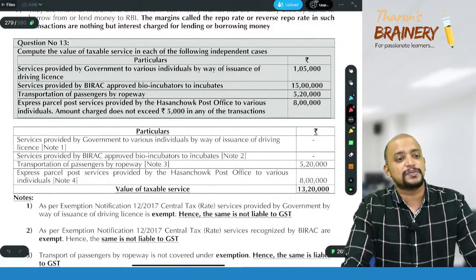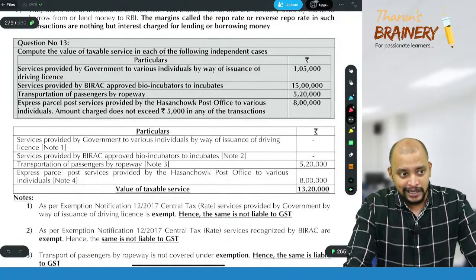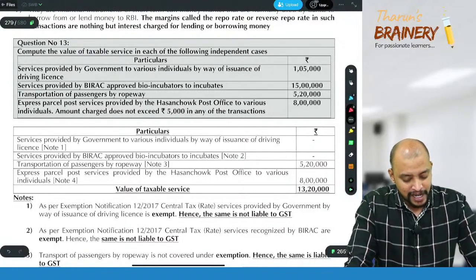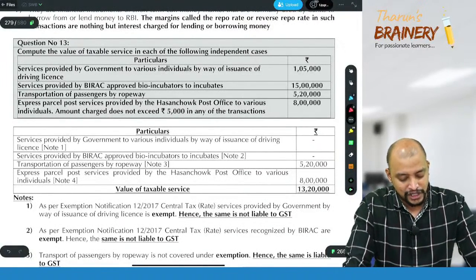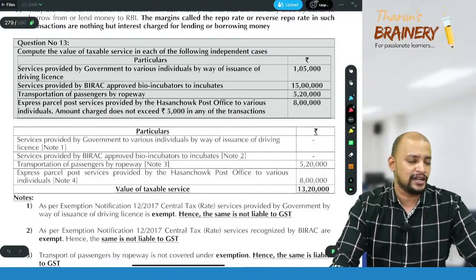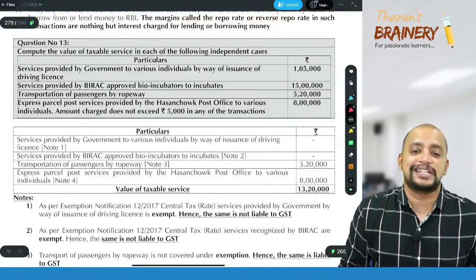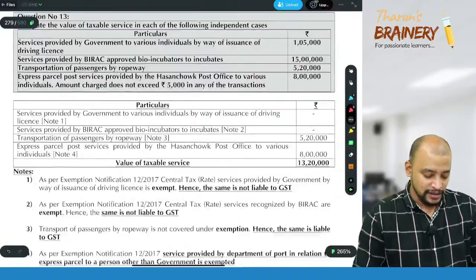Transportation of passengers by ropeway will be taxable. And express parcel post provided by hand-stroke post office to various individuals, amount does not exceed 5,000. Post office, speed post, express parcel post, life insurance agency service will be taxable.